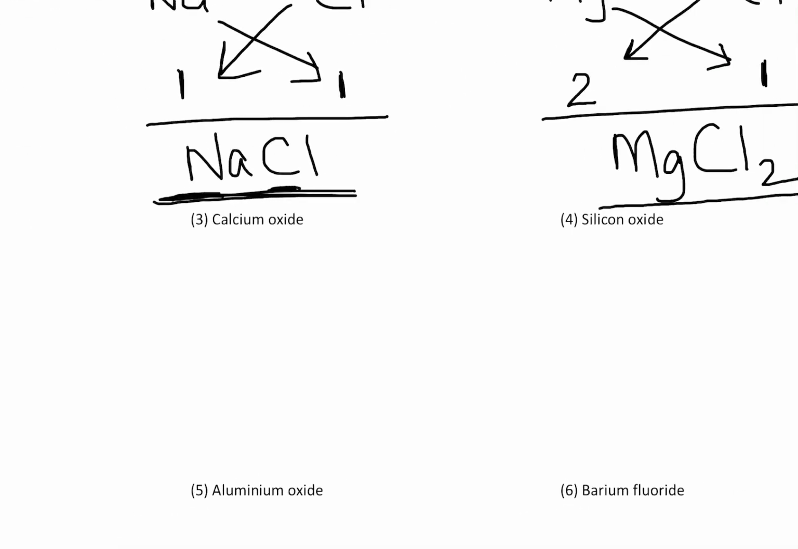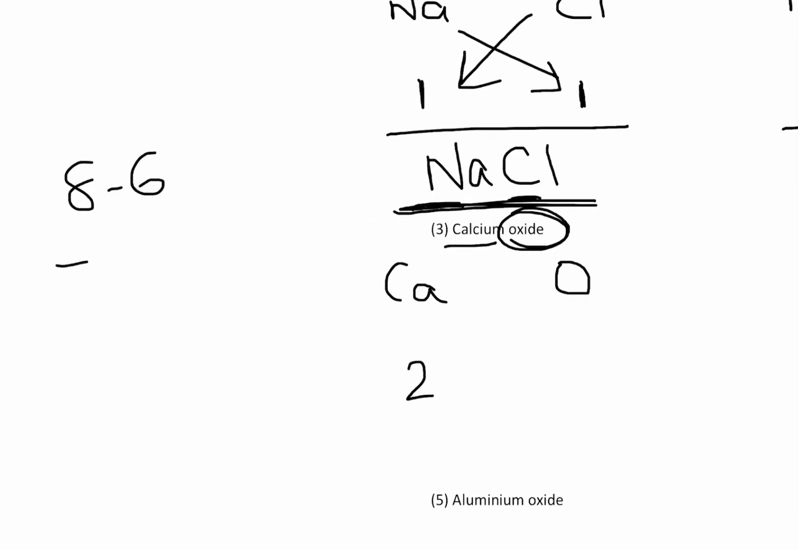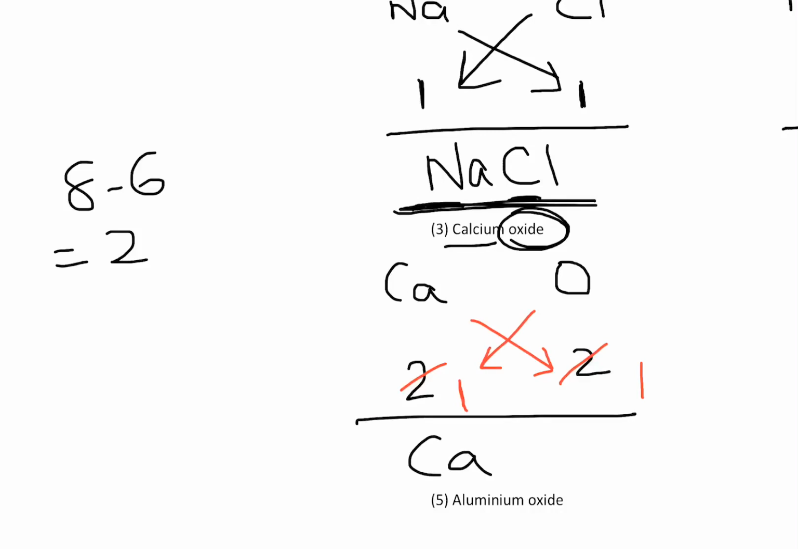Calcium oxide. Calcium, Ca. Oxide comes from the element oxygen. So here, calcium has valency 2. It is found in group 2. Oxygen is found in group 6, so valency would be 8 minus 6. That's 2. Simplify if possible. So 2 and 2, yes, you can simplify. And then you cross multiply. So then calcium Ca1O1, and you're not writing the 1.